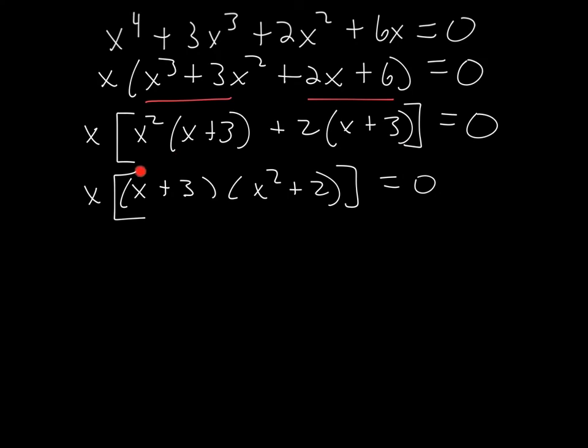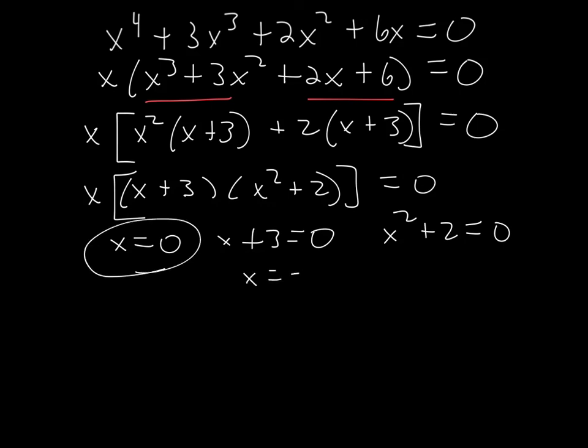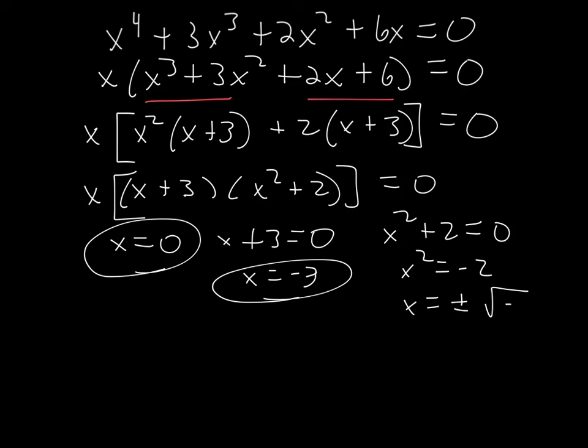All right, now these brackets are kind of a waste. What we really have now is this thing times this thing times this thing equals 0. So we set them all individually equal to 0. Like so. This is an answer already. This is x equals -3. So there's that answer right there. And then this one we have to do a little bit of work. We get x squared equals -2. x equals plus or minus square root of -2, which means x equals plus or minus i square root 2.